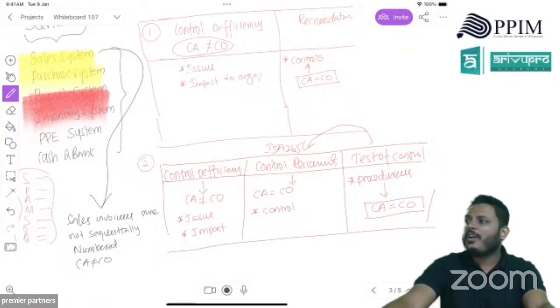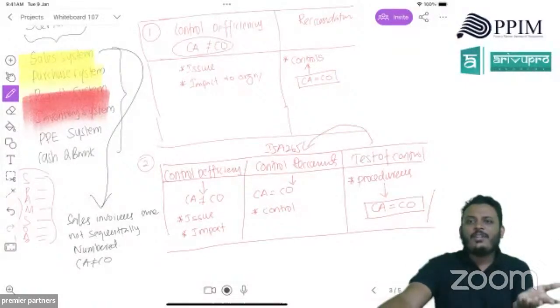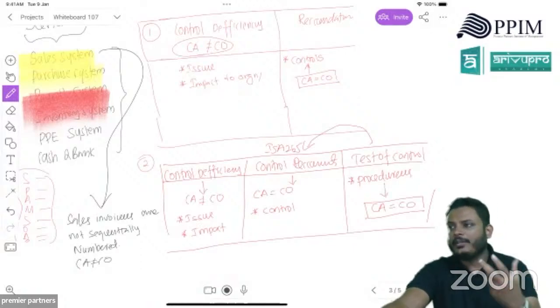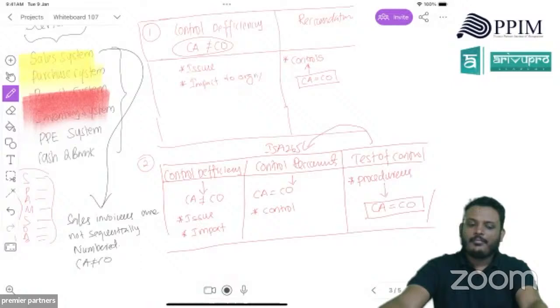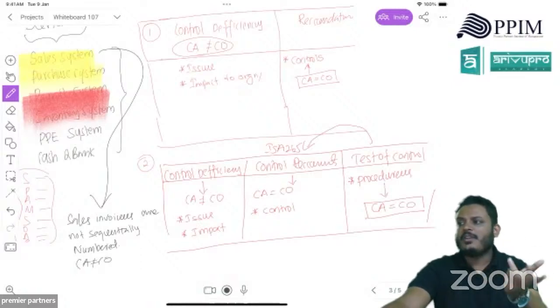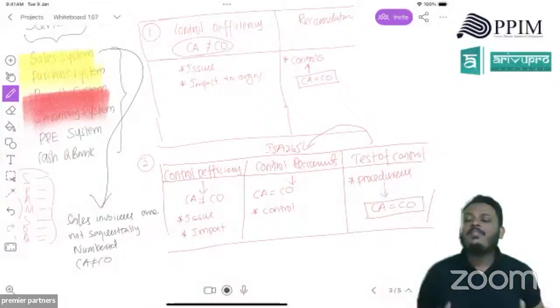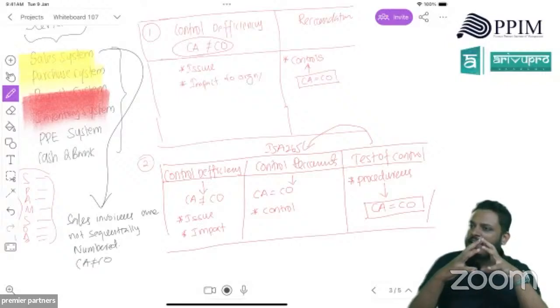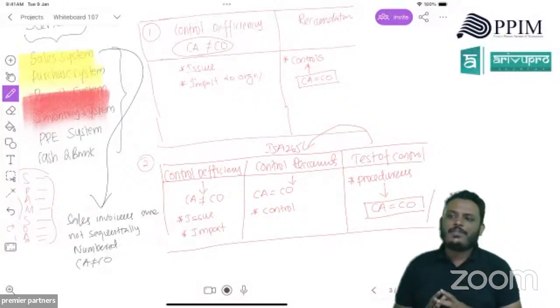Unprocessed order means in the sense what? If the sales invoices are not sequentially numbered and you missed a sales invoice, how are you going to record? You missed that order. Goods are dispatched, but in the accounts it is not reflected. And it will create bad publicity for the organization because I sent goods to the customer, but I didn't send the invoice to the customer. So this is the deficiency. This is how you should write the deficiency.